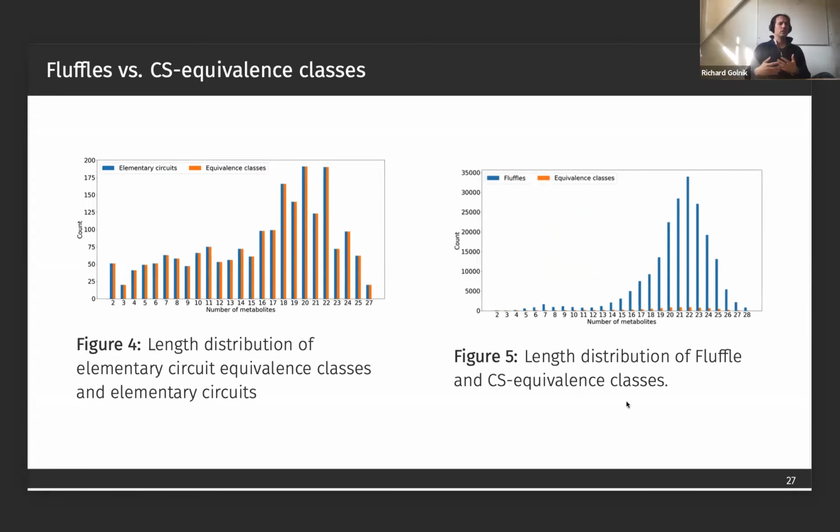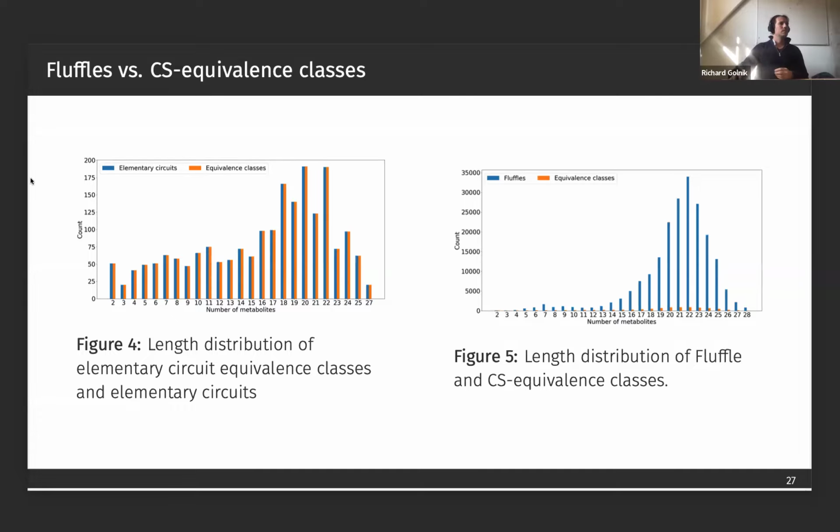But actually, this does not make such a difference for elementary circuits, as you can see here on the right-hand side. So the number of elementary circuits, number of equivalence classes, this is for an E. coli core model. They're basically identical whenever you have some kind of type 5 core, some generalization of a type 5 core, because there you have two elementary circuits which are spanning the whole fluffle or the whole core.